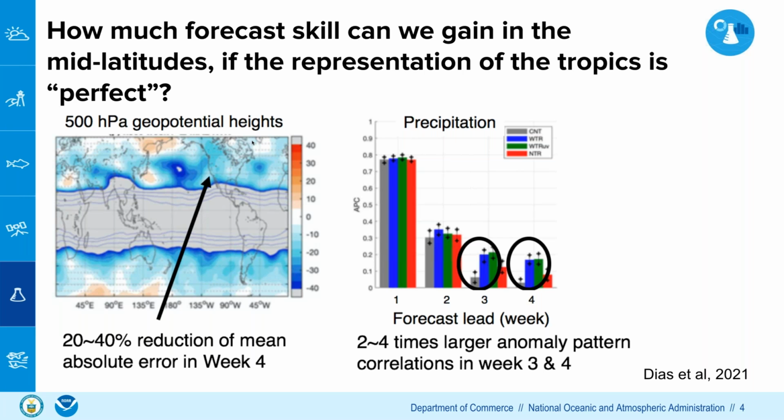So here they nudged an analysis over the tropics to simulate this perfect tropics and estimated that a 20 to 40% reduction of mean absolute error can be seen in the mid-latitudes in week 4. Also in weeks 3 and 4, they found a 2 to 4 times larger precipitation anomaly pattern correlation.